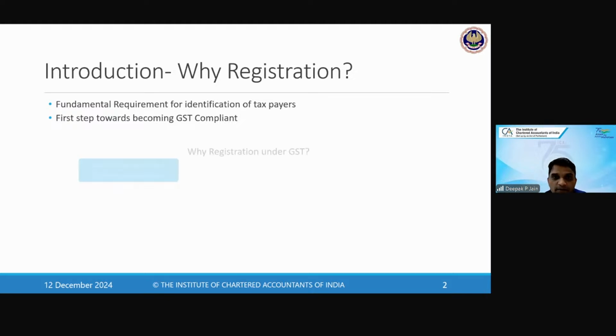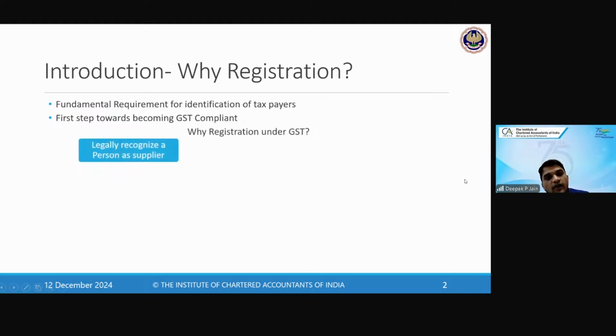And why registration under GST? Two reasons. It legally recognizes a person as a supplier. And second point, it allows you to collect tax. You have made a supply of 1 crore rupees and you're not registered under GST. So is the GST payable on that or no?